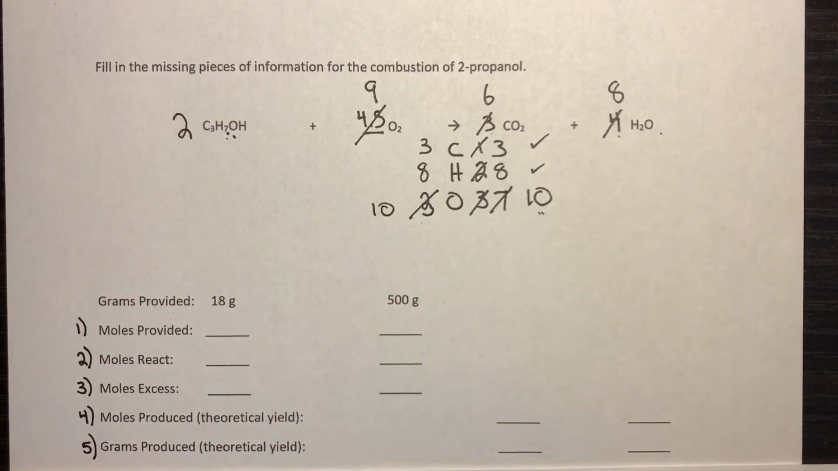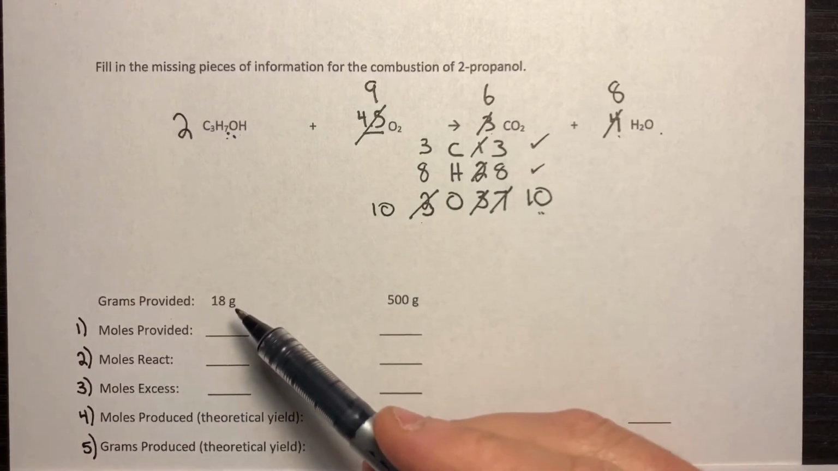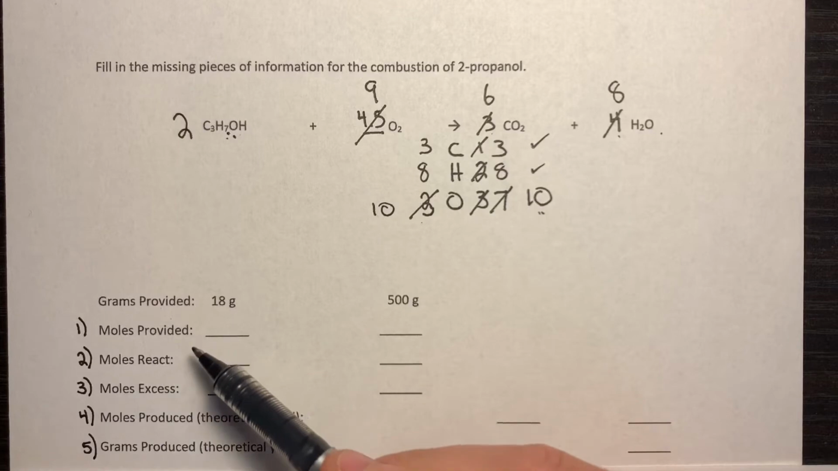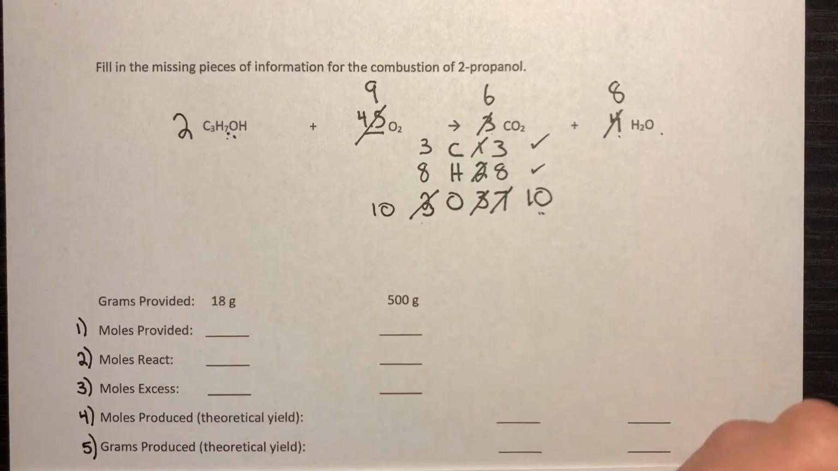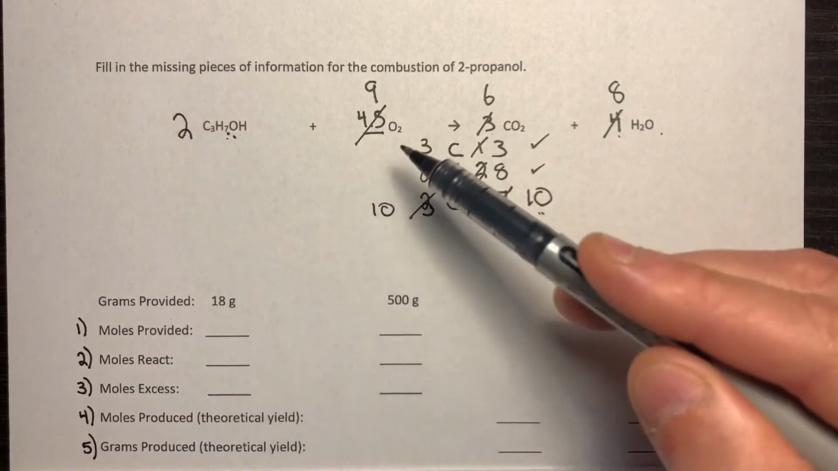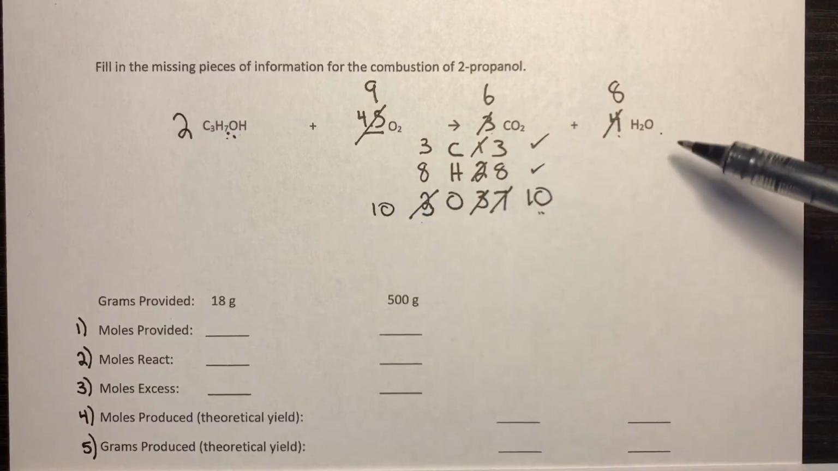Now that we have our balanced equation in hand, the first thing I want to do is figure out the moles provided, right? That's going to be our first step. I've been given grams, and again, grams tells me how much I have of something, but moles tells me the actual quantity, and those things are a little bit different, right? And it's the moles that we need to work with because that's what these coefficients are. They're molar coefficients. They specifically tell me that 2 molecules of 2-propanol are going to react with 9 molecules of molecular oxygen to form 6 of carbon dioxide and 8 of water.